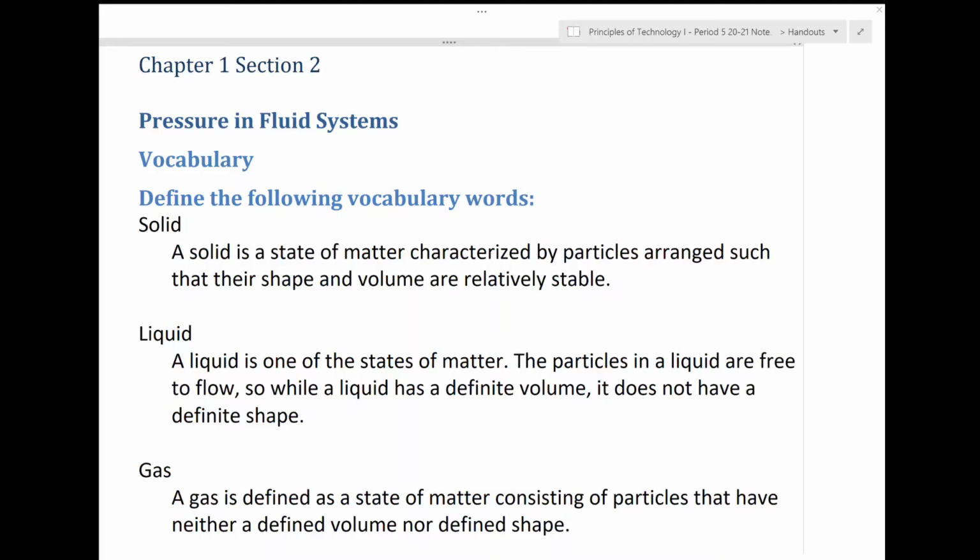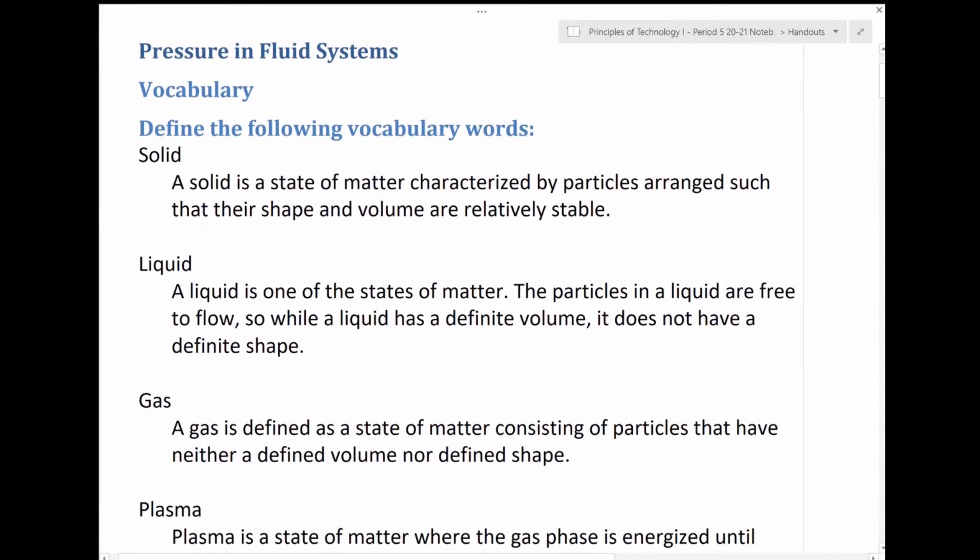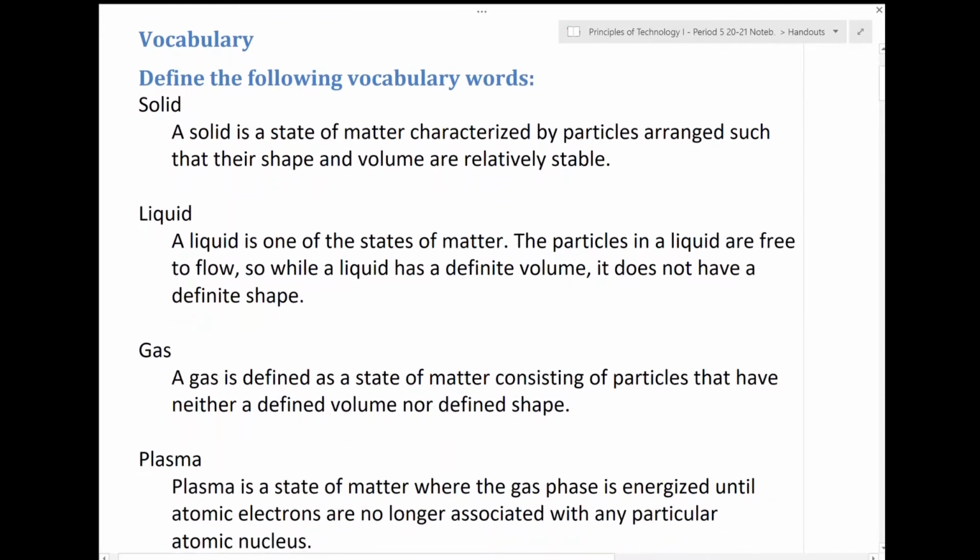Hello, today I'm going to talk about the Chapter 1, Section 2 study guide for pressure and fluid systems. I'm going to start by giving you the vocabulary word definitions. I have them typed up to make it easier to read than my writing, and I'm just going to start.